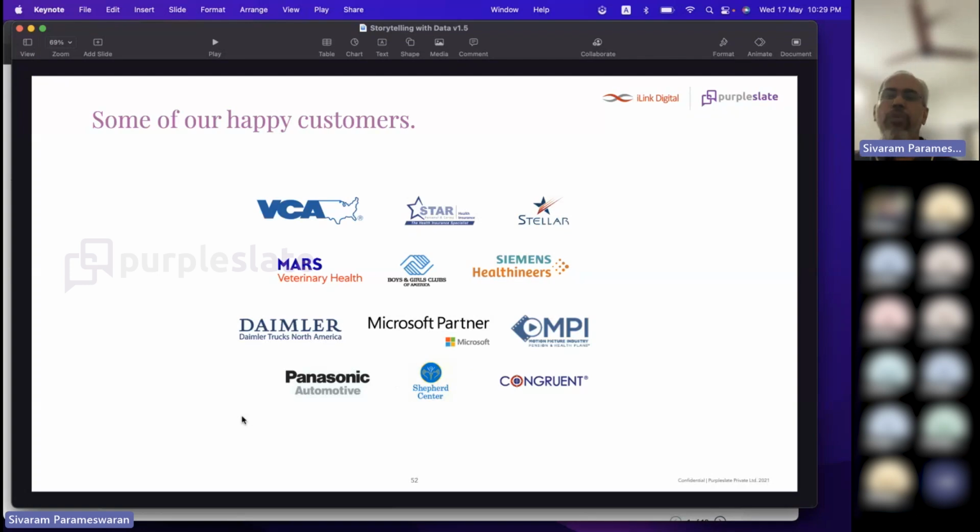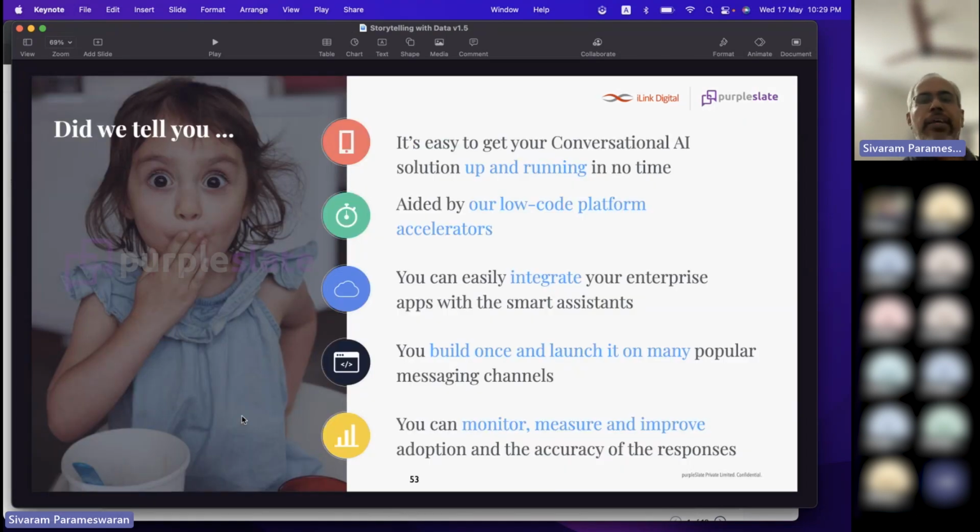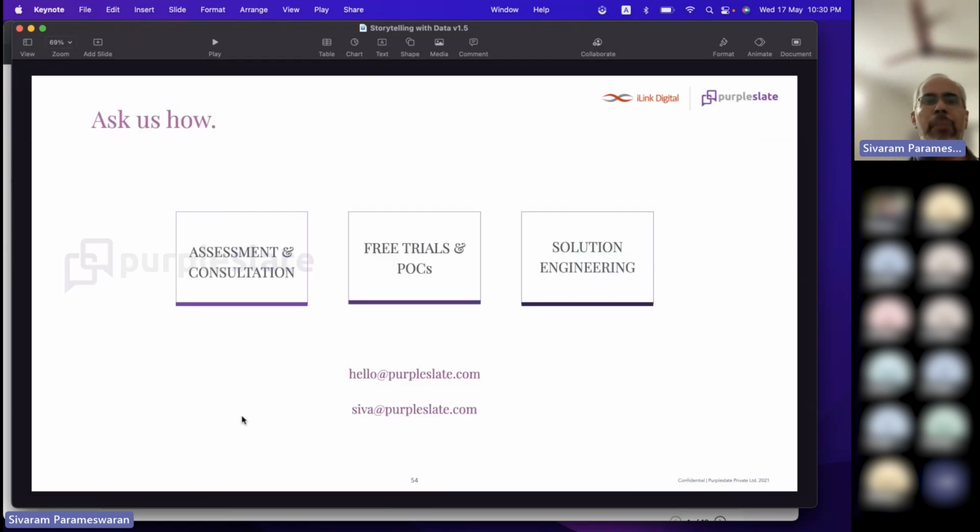Happy customers, definitely. We have some very good installations in some of these places for a few years now. Our platform simplifies this whole journey. We'd be more than happy to work with you if there is interest, on any free POCs and trials, or even assessment and consultation. So feel free to reach out to us. And yeah, exactly, sharp on time.